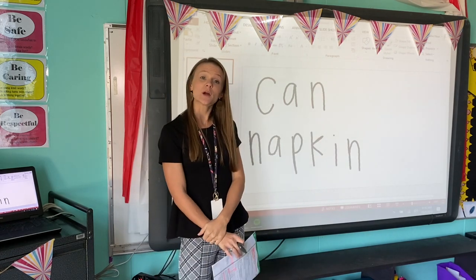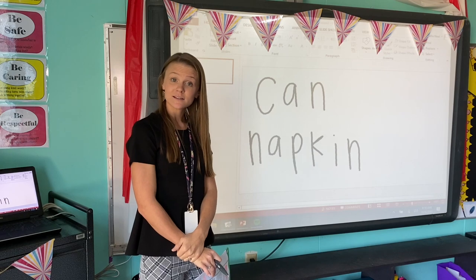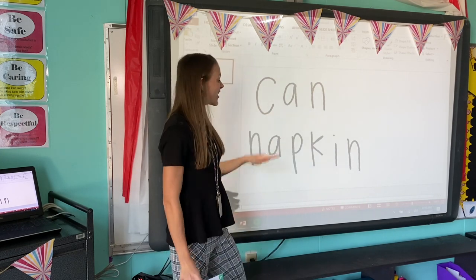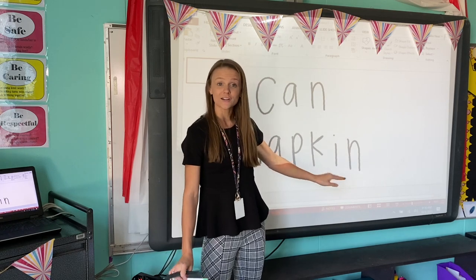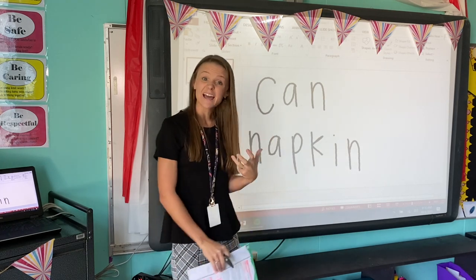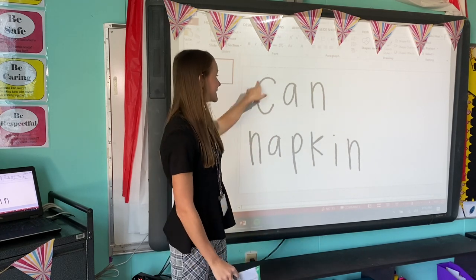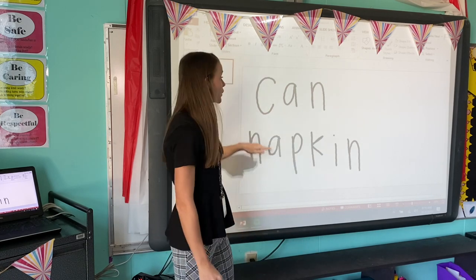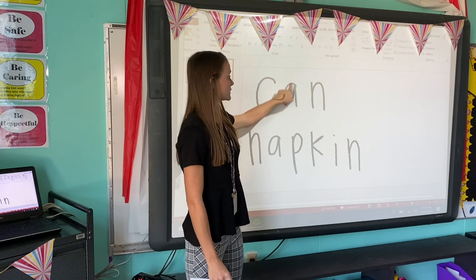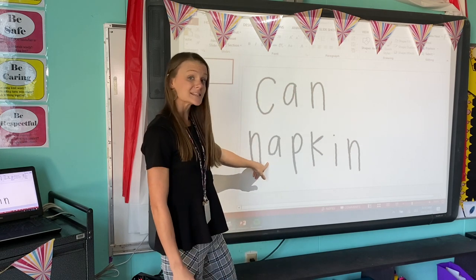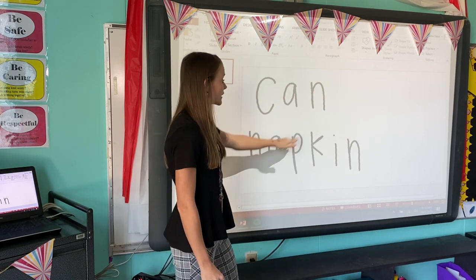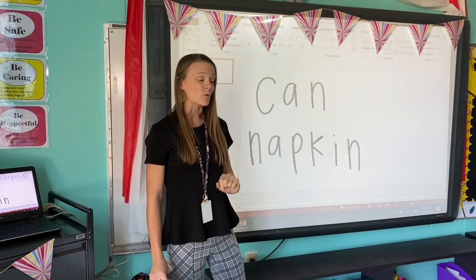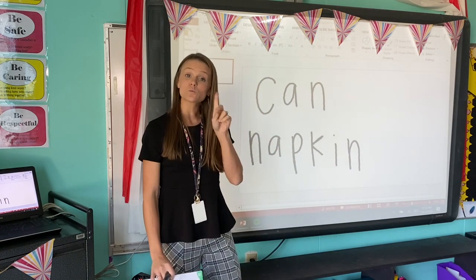How are these two words different? Yes, one is a short word, and the other is a longer word. They also have different letters. This word has a C, this word does not. And this word has an A as its vowel. This word also has an A, but this word has an I as well. It has two vowels, and this word only has one vowel.